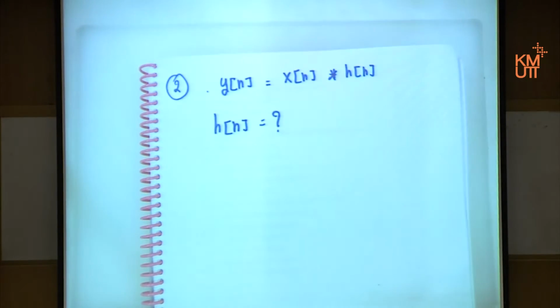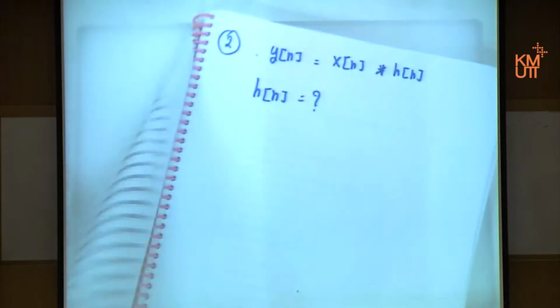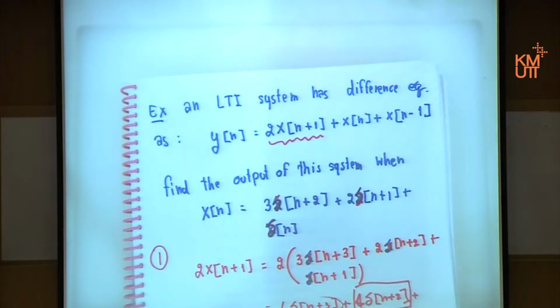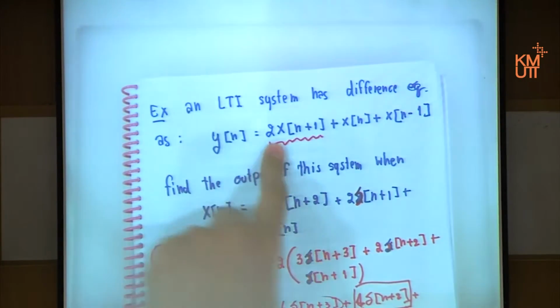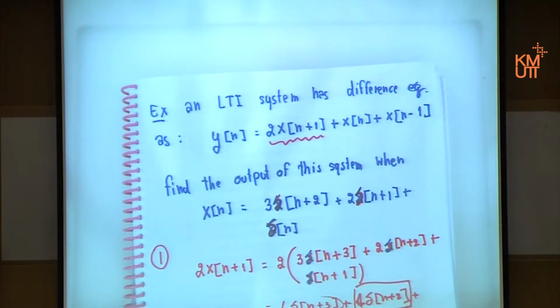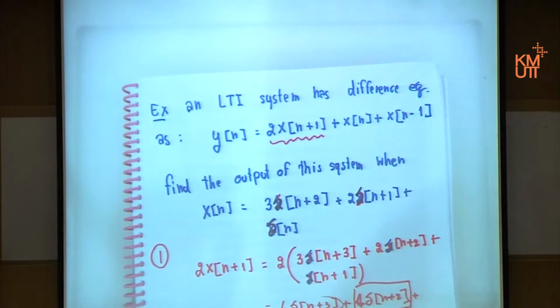From the difference equation on the previous page, what is h[n]? What is the impulse response of this system? We just did this on Tuesday and Wednesday, right? y[n] equals this one. If you want to find the impulse response, you need to apply the impulse as the input, and the output is called the impulse response. So what is the impulse response of this one?